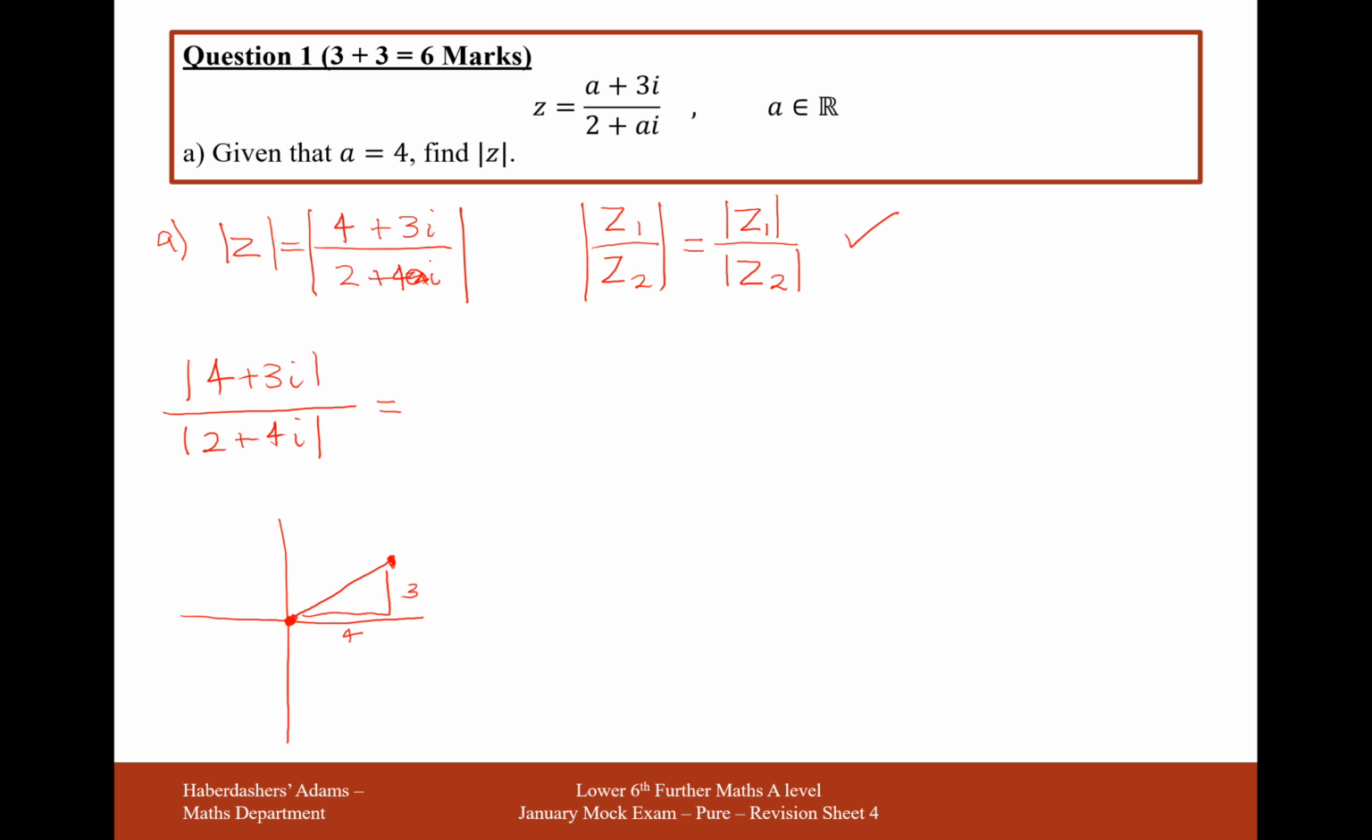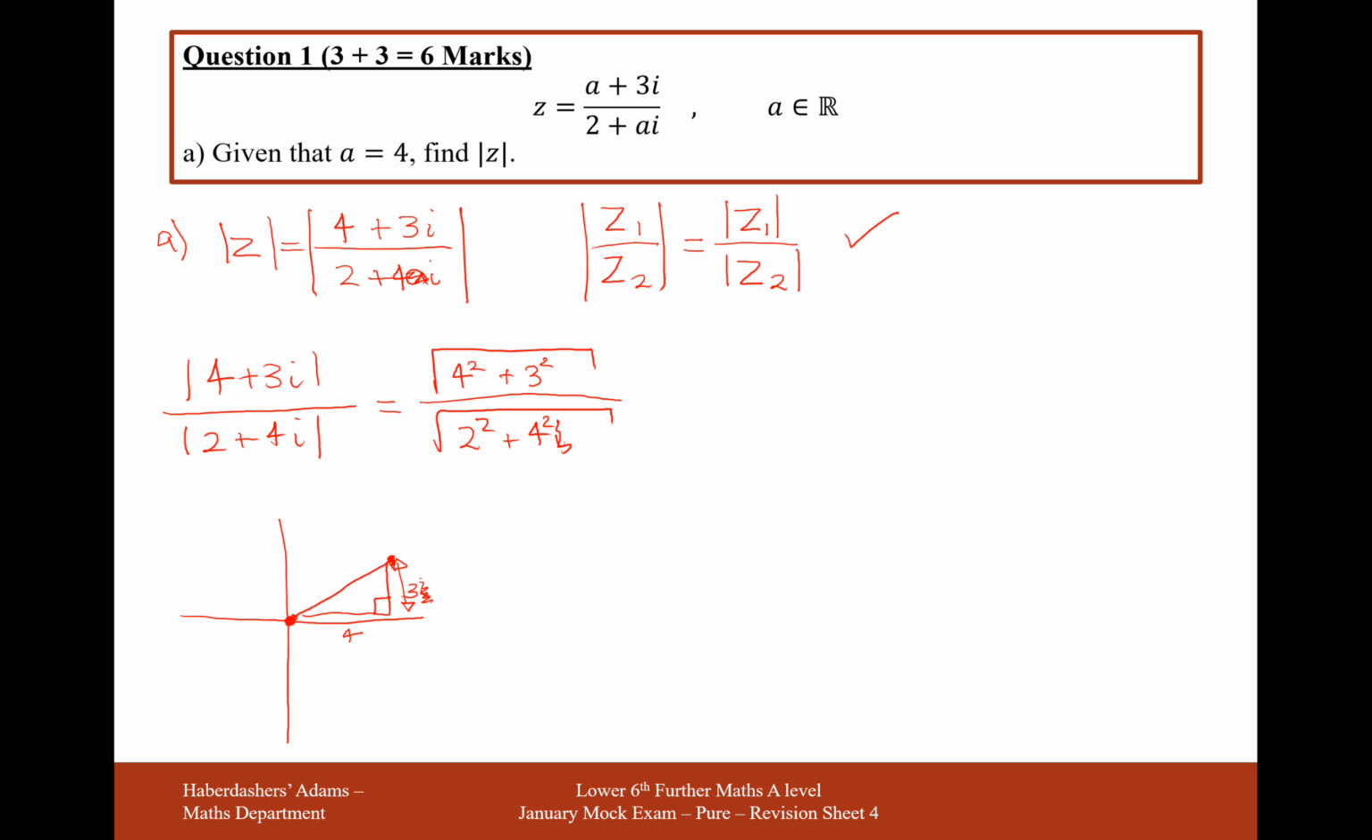Now we can all see here that we've formed a right angled triangle, so this is going to make just a simple distance on a Pythagoras triangle. So it's going to be 4 squared add 3 squared. Now we don't need to include the i here because it's just a distance up on the i-axis of 3. So it's just 4 squared plus 3 squared. And then this is going to be the square root of 2 squared plus 4 squared.